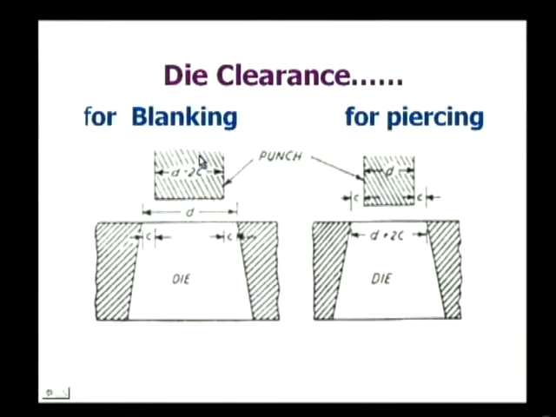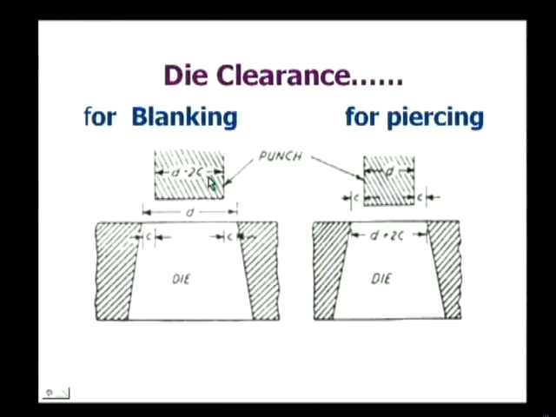Die clearance totally varies from operation to operation. In case of blanking operation, we have to provide clearance on the die. For piercing operation, we are supposed to provide the clearance on the punch, whereas for blanking it is on the die. Blanking means cutting the material to the required shape. So it can be observed, if D is the actual size to be cut, the clearance is to be provided in the die itself.